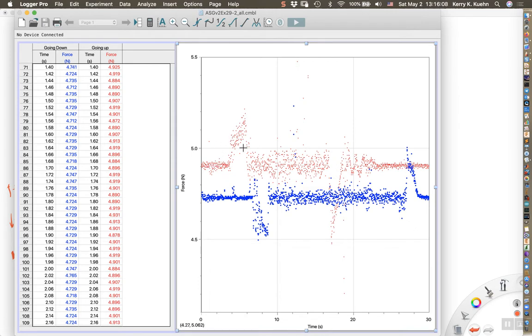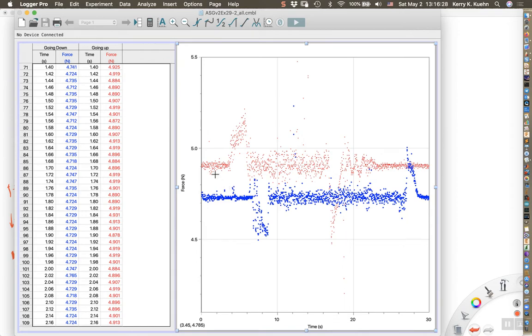The red one corresponds to when the elevator is ascending. So here in this initial section, the force we're measuring, this is force as a function of time, the force we're measuring is the tension in the string before the elevator starts moving. And it's about 4.9 or so.